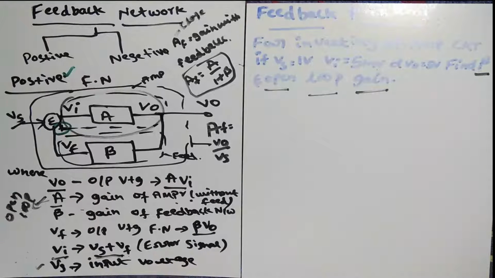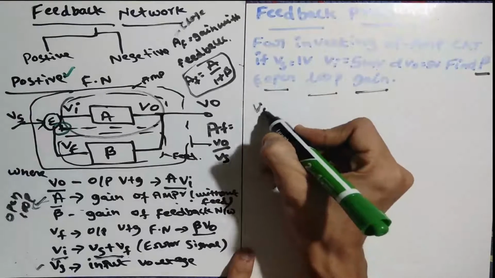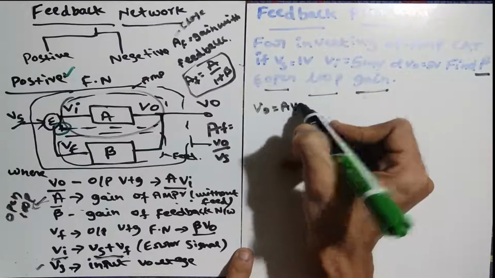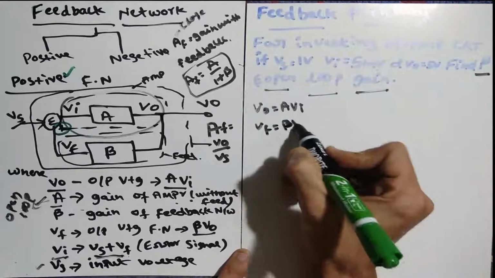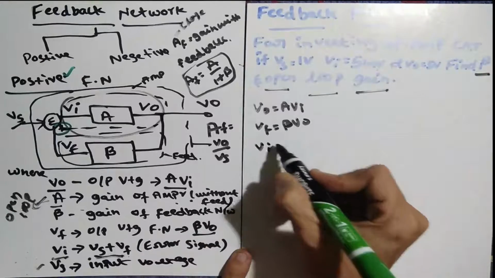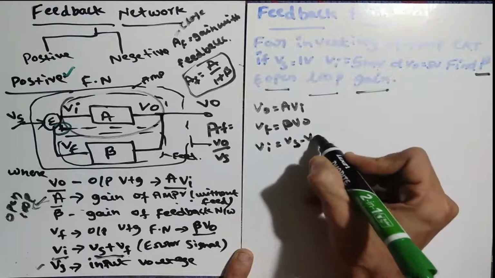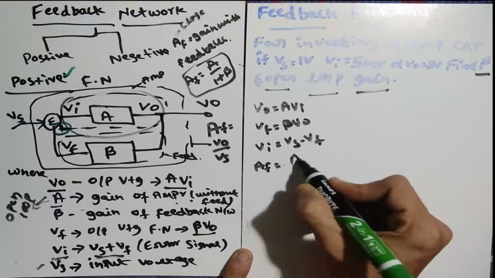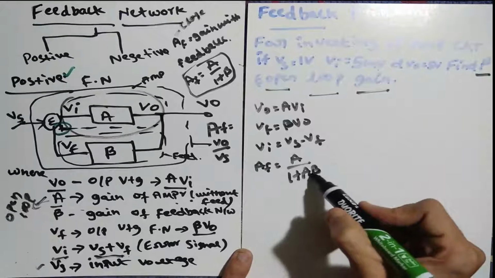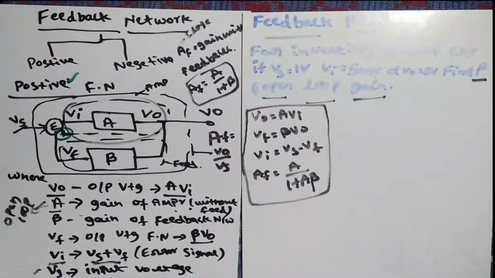So the major formulas we have: already we know that V0 is equal to A into Vi. This is one major formula. Then we have Vf is equal to beta V0, another major formula, and Vi is equal to, here we are talking about negative feedback, so Vs minus Vf. And then we have one more formula, Af is equal to A divided by 1 plus A beta. So anywhere you are doing any type of feedback, we are going with one of these formulas. No new formula we are discussing, only using some portion of these formulas.